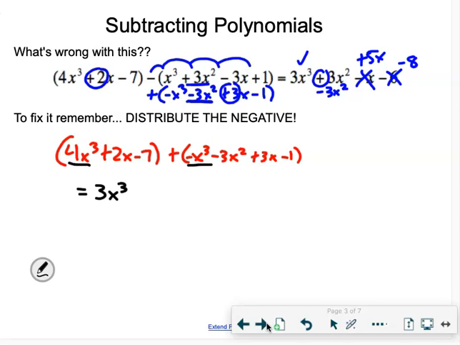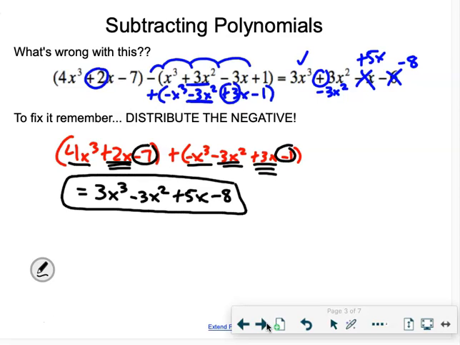The only x squared term is negative 3x squared. I have a positive 2x and a positive 3x. That gives me positive 5x. And then I have negative 7 and negative 1. That gives me negative 8. So that should have been the answer. When you subtract polynomials, you need to distribute the negative.